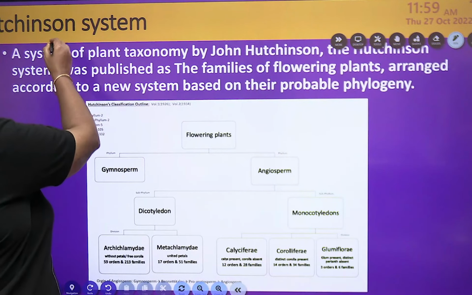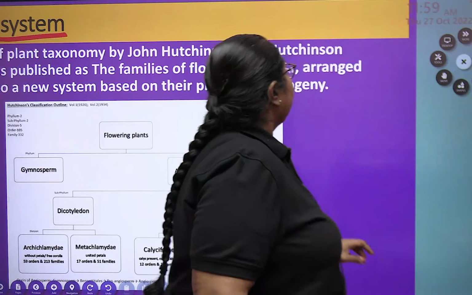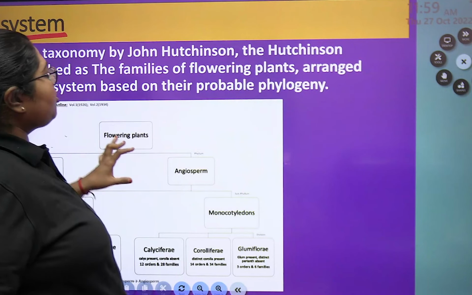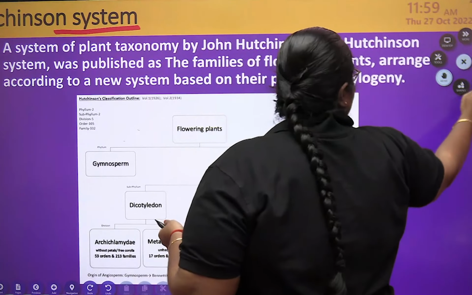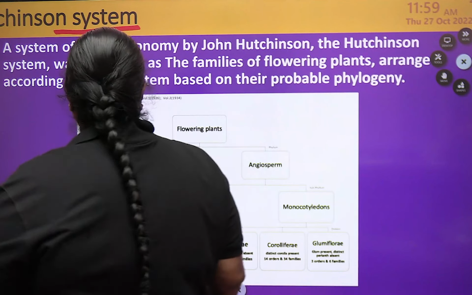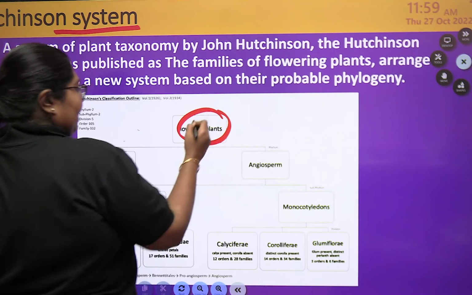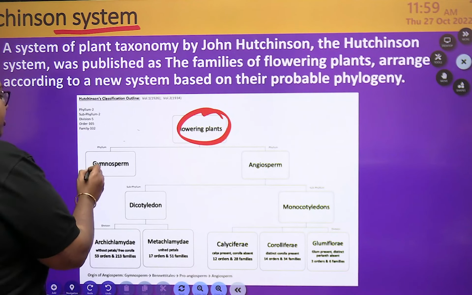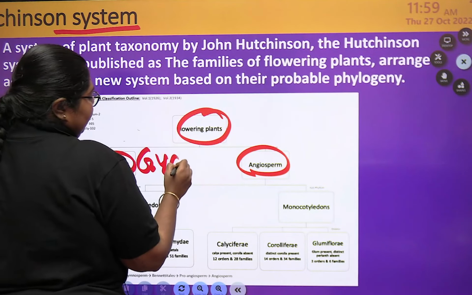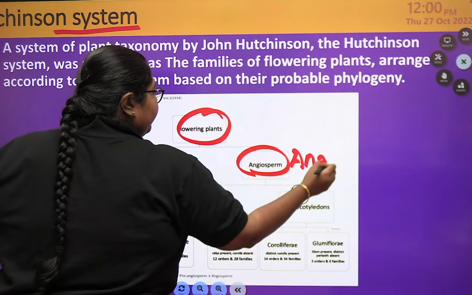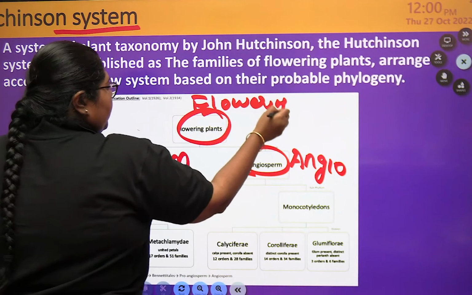The second scientist is the Hutchinson system. This Hutchinson fellow gave these based on the phylogeny only. He published the system, and this system was based on the phylogeny only. Especially, he took the flowering plants. He gave the classification like gymnosperm and angiosperm. In the flowering plants, you have this gymnosperm and this angiosperm. That is what he gave in this method.